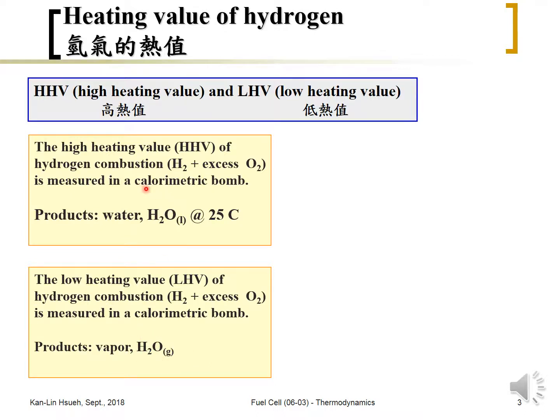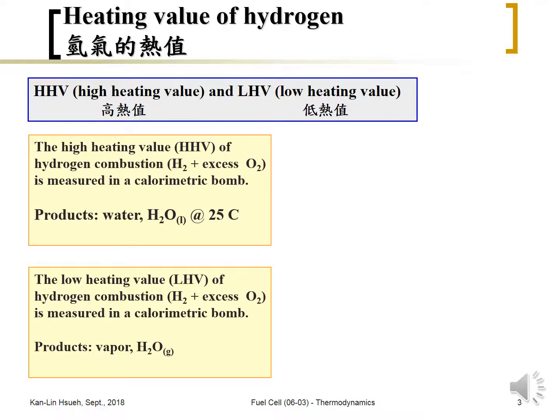Here, the calorimetric bomb might be like a stainless steel canister, and the hydrogen and the excess oxygen will be filled inside the canister. Then the spark plug will ignite and cause the combustion. The combustion heat released will diffuse outside the canister, and the whole stainless steel canister is soaked inside a water bath. From the increase in the water bath temperature, you can calculate how much heat was released from the hydrogen combustion.